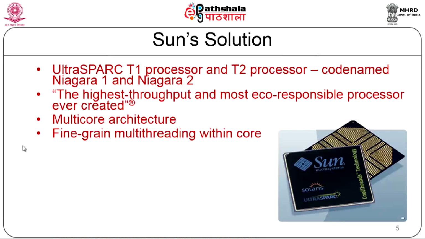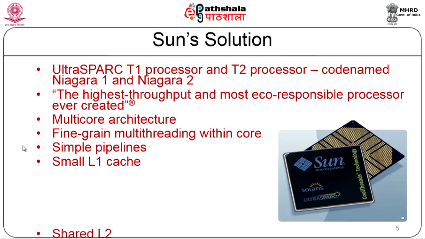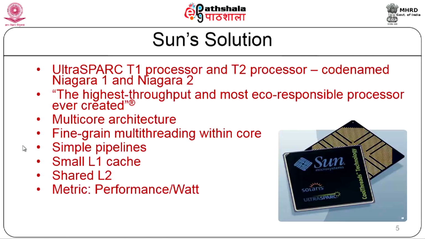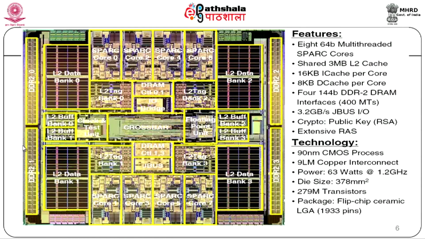It is a fine-grained multi-core architecture which supports fine-grained multi-threading within the core. We also discussed what fine-grained multi-threading is: one way of multi-threading where every clock cycle the processor switches to a different thread of execution. As against complicated or deep pipelines which try to exploit ILP too much, here we have very simple pipelines. There is a small L1 cache, a shared L2 cache, and the main metric was performance per watt. People were only interested in the performance per watt.